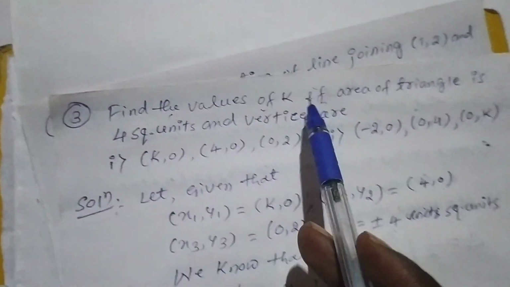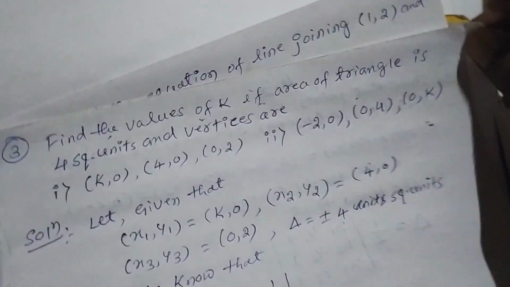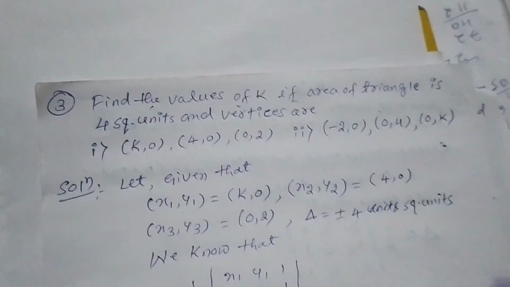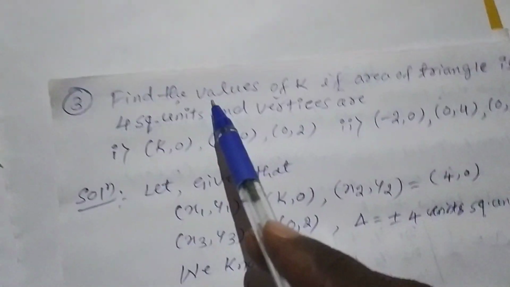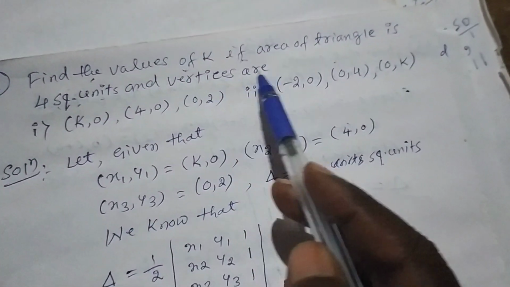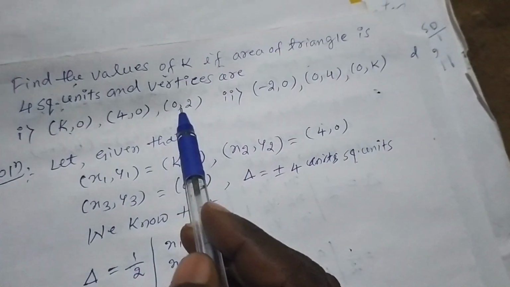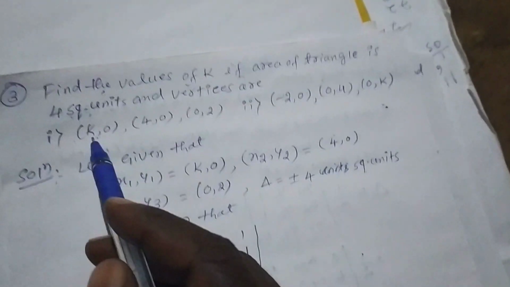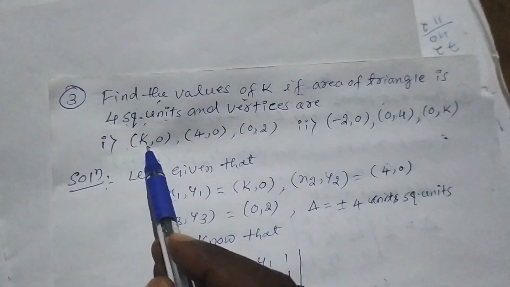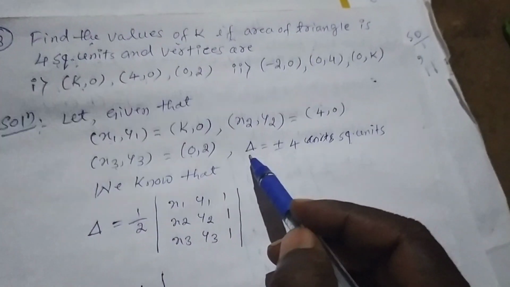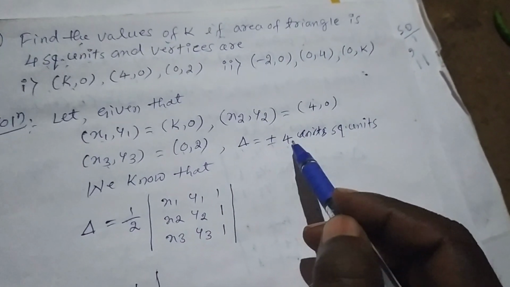Now, question number 3. Find the values of K if the area of the triangle is given. When the area of the triangle is given, find the values of K. This is a very simple question. See here: find the values of K if the area of the triangle is 4 square units and the vertices are K, 0, 4, 0, 0, 2. That is the first one. The second one is homework for you. So let x1, y1 be K, 0, x2, y2 be 4, 0, and x3, y3 be 0, 2. Delta, the area, is given, that is plus or minus 4.